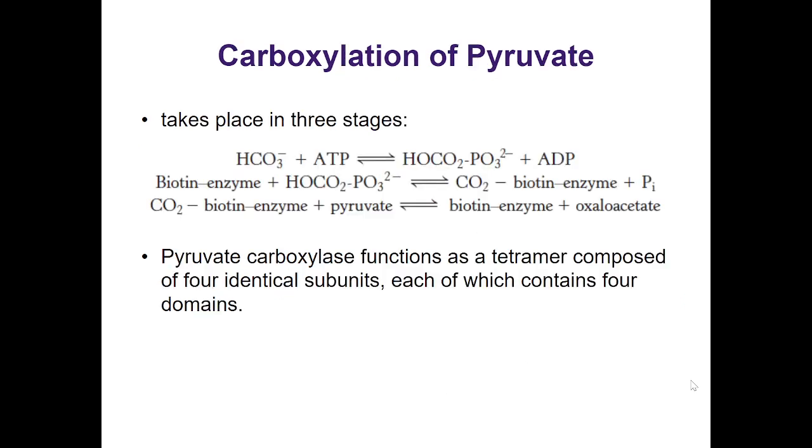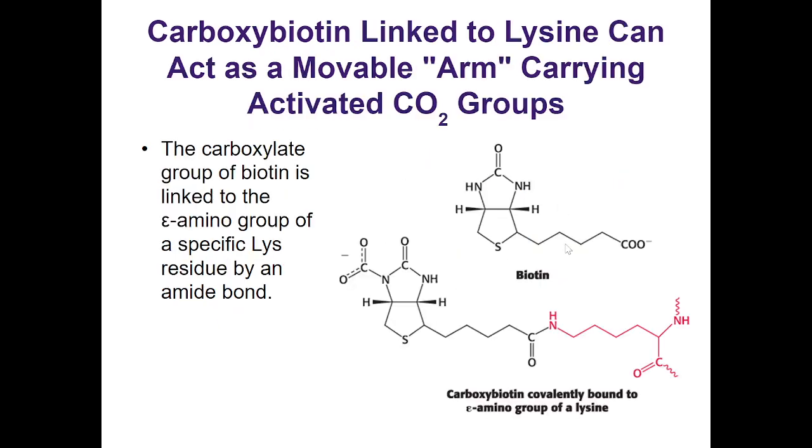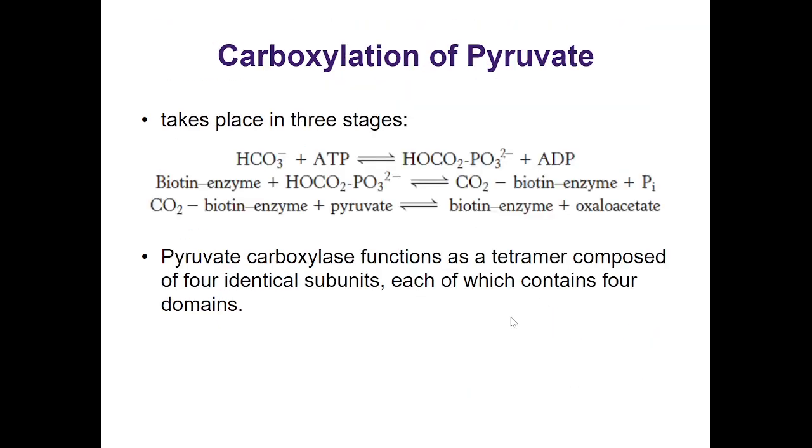Okay, so the carboxylation of your pyruvate is going to take place in 3 stages. Right here we have that CO3 minus plus ATP. This is going to give you your HOCO2 and the phosphate group on it, plus ADP. The biotin enzyme then, which is what we were just looking at right here, we bound the biotin to the enzyme, so now we're using it. This is then going to be added. Anybody know what that is, by the way?